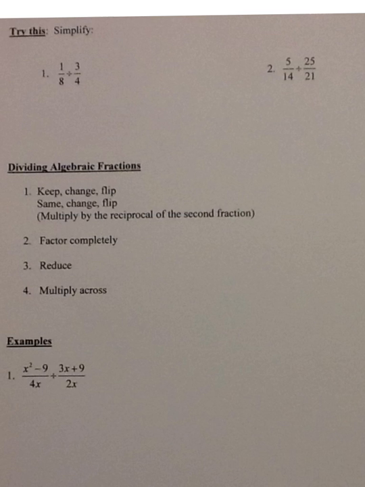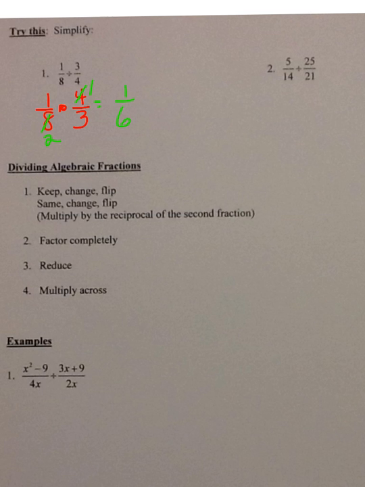Okay, so let's take a look at number one. So when we divide fractions, we do same, change, flip. So I'm going to keep 1/8 the same, change the multiplication, and flip the fraction. I'm multiplying by the reciprocal. So what I could do instead of just multiplying across is I could reduce 4 and 8 to 1 and 2. So then I get 1/6.